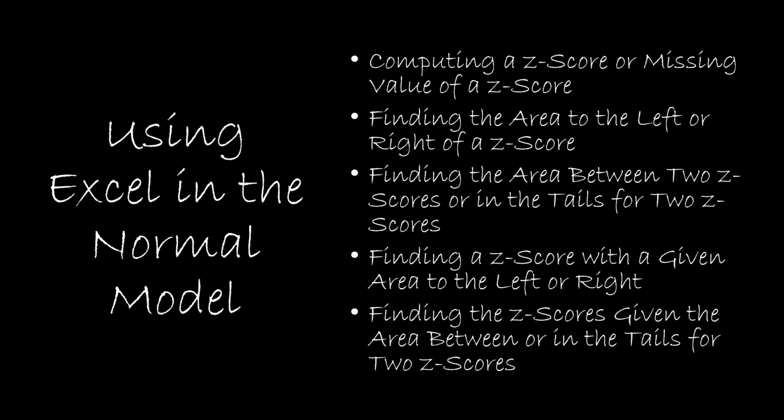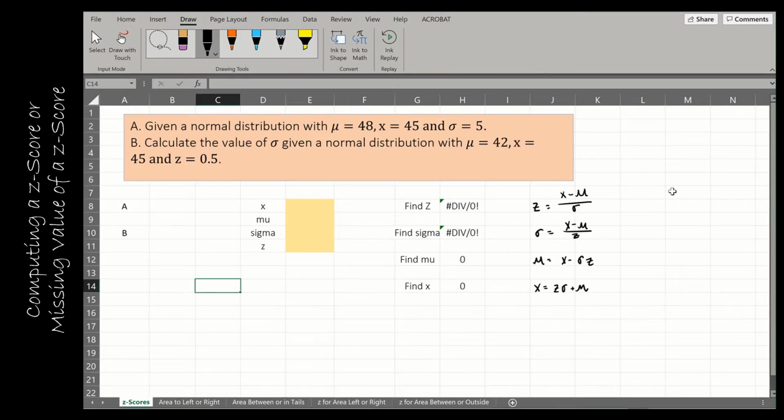In this video, we're going to begin using Excel in ways that are more than just as a calculator. So we are going to be using a lot of the different functions within Excel to calculate z-scores or areas to the left or right or between two z-scores, or to find the z-scores given the area. The first thing we want to talk about is how to find a z-score.